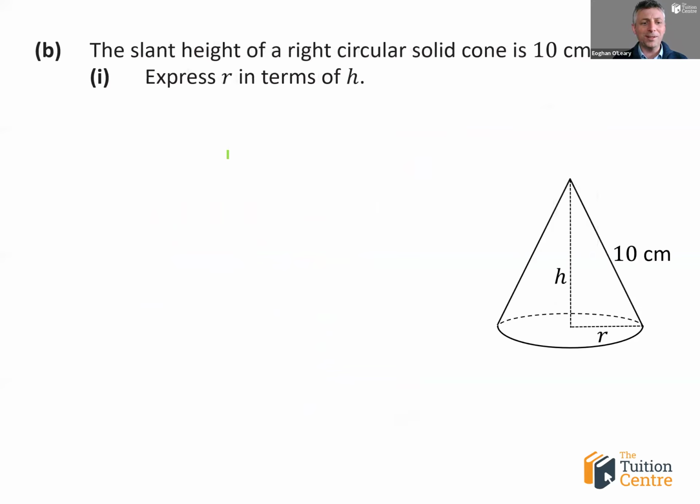So hopefully we're going well now. And even if you hadn't got everything perfect there in part B, you're into a different question altogether here. The slant height of a right circular solid cone is 10 centimeters. Express r in terms of h. So I'm hoping everybody knows the terminology here, that guy there, the 10 centimeters, is the slant height.